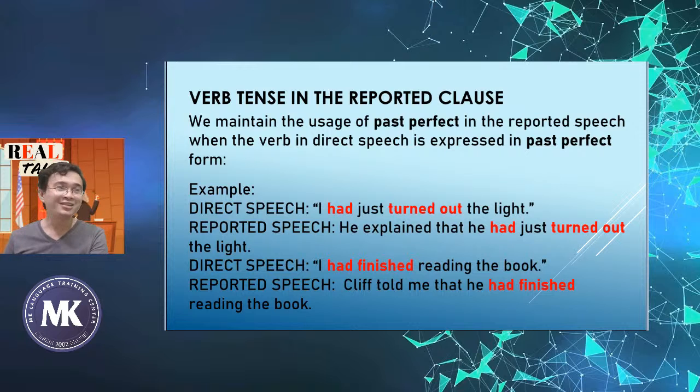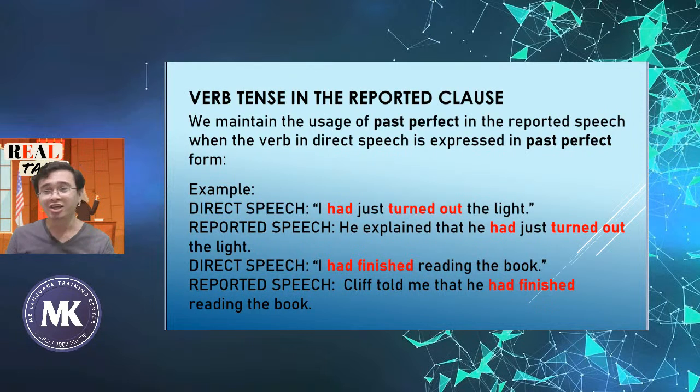For example, we have "I had just turned out the light." This one is expressed in direct speech, right? Had plus past participle. If you want to do reported speech, we don't change the verb. It still remains the same, still expressed in past perfect form. So we can say, "He explained that he had just turned out the light." So it's the same, right? It's quite easy for past perfect.